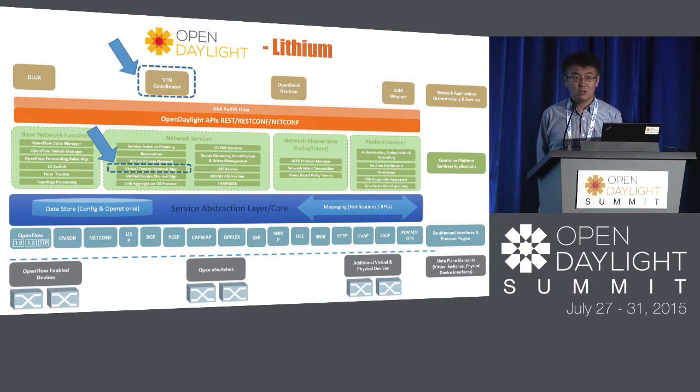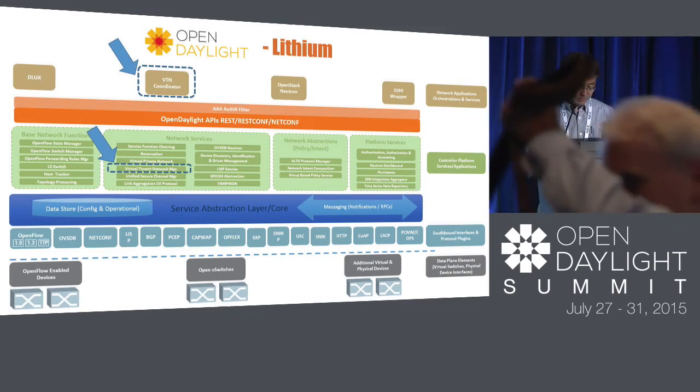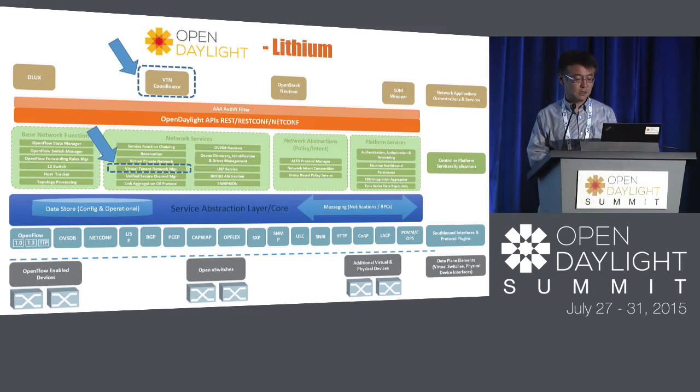Then in this Lithium release, the VTN project worked to switch from AD-SAL to MD-SAL, and also works with OpenStack Neutron, and then OVSDB, and OpenFlow in the southbound protocols. By working together, such components will provide the OpenFlow-based service chain use cases. It will be demonstrated later in this presentation, right?